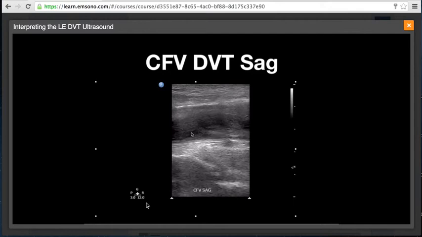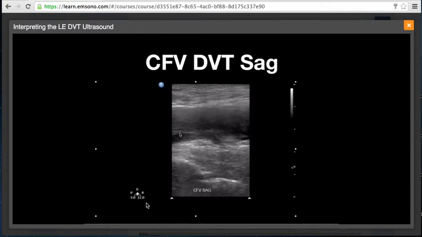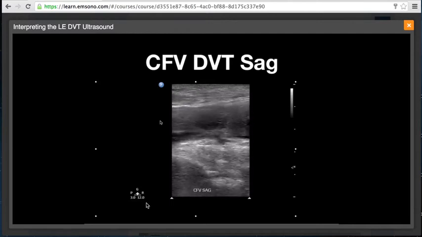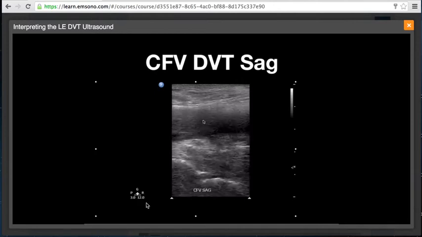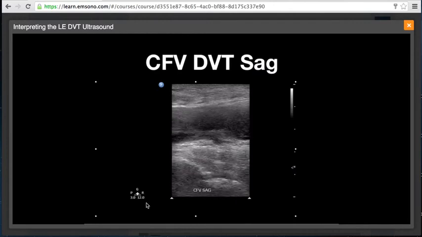common femoral vein was then scanned sagittally, and you can get a good look here at the amount of thrombus within the vessel going from anterior, posterior, head and foot. You can see that in this region here, the vessel is completely filled with hyperechoic thrombus.